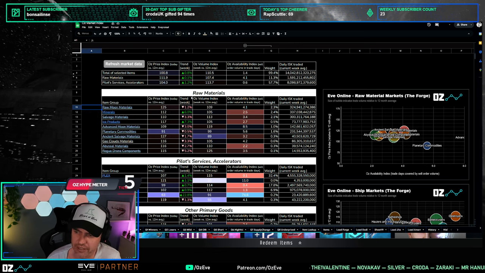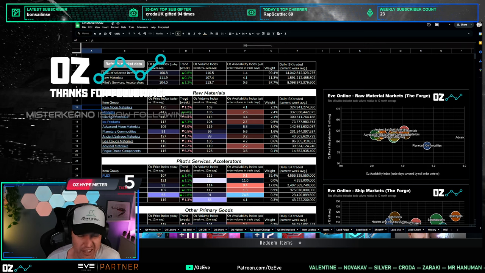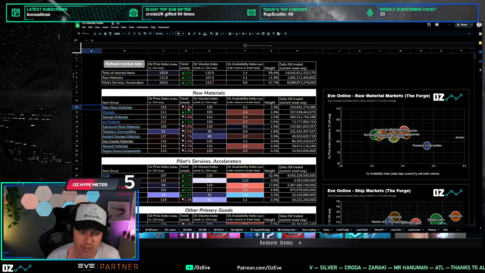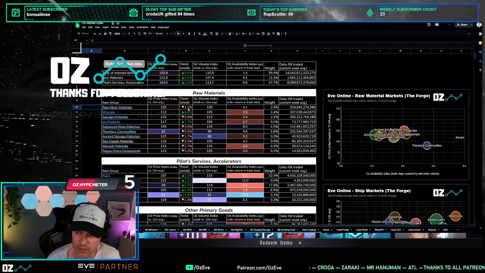Overall, market's slightly up by 1%. That sounds very little, but in 1 week, that's actually quite a lot. Why is it up? Mainly because we're not talking about moon materials this month or this week. Moon materials was the reason the last weeks.